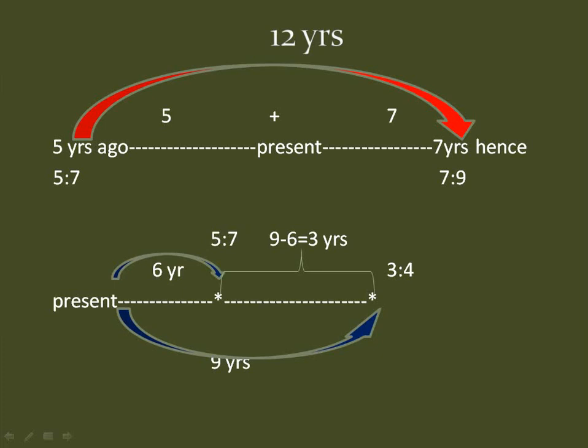In other words, we can say the change in the ratios represents 12 years. What is the ratio? 5:7 and 7:9. What is the difference on both sides? Two parts. Why should these two parts be equal to 12 years in this problem? Okay, now take the second problem.